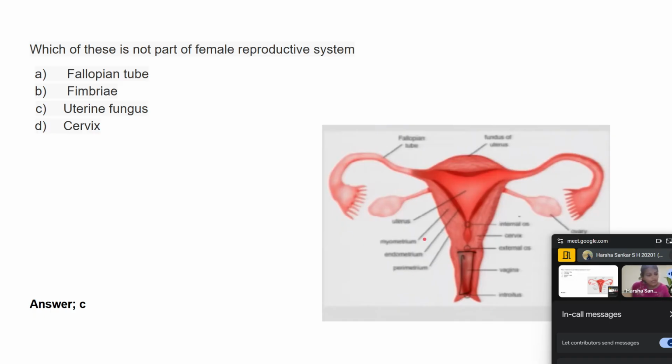The endometrium is the lining that, in the menstrual phase every time, gets degraded, and every month the rebuilding of that lining takes place. Then other structures are there. We can see the fallopian tube, here fallopian tube, fimbriae, here fimbriae. Cervix is also here. This is cervix. But there is no uterine fungus. So uterine fungus is not a part.